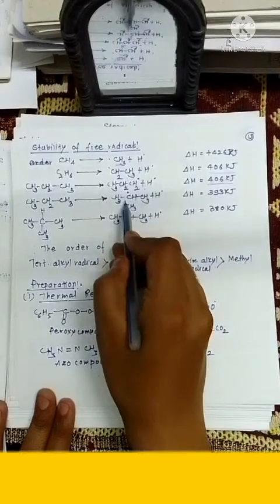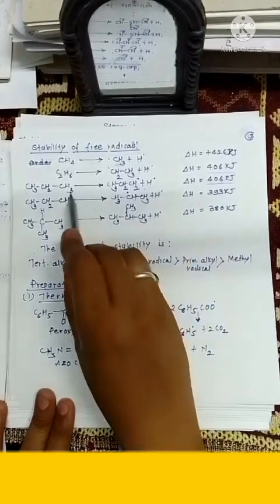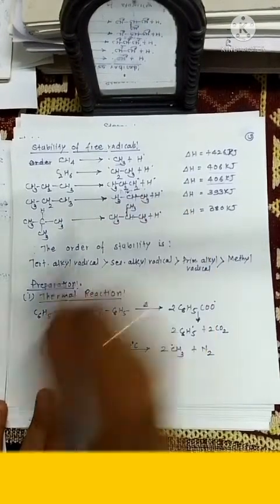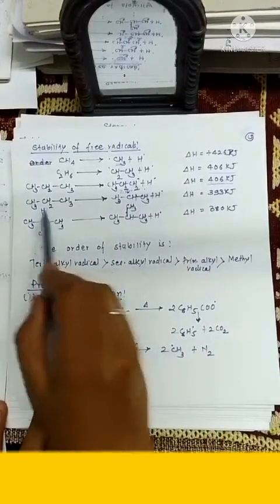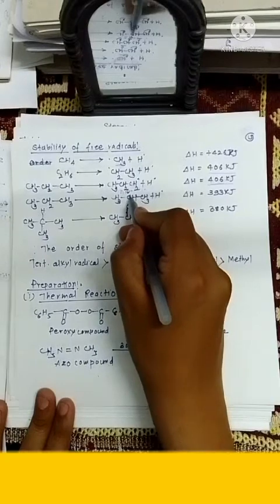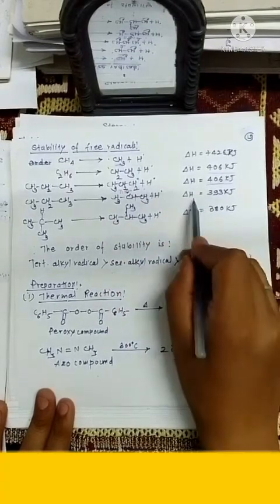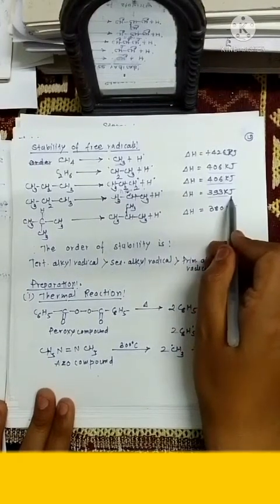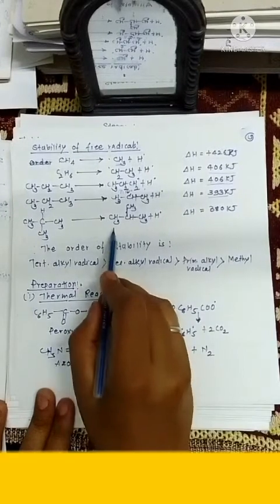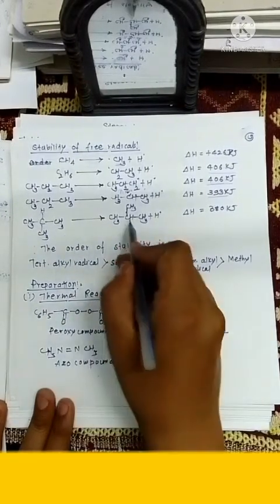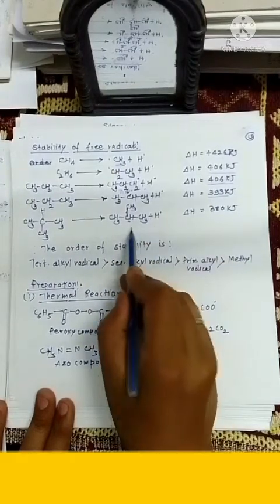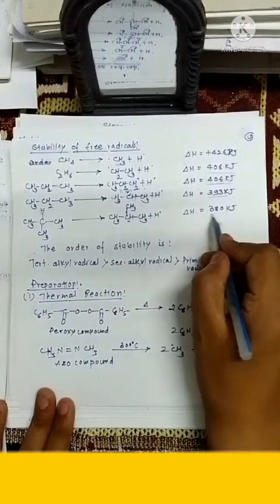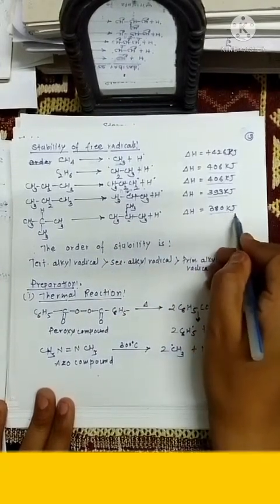Now just see, it is an interesting thing which is happening here. This is normal propyl free radical, or primary free radical. From propane, when we form a secondary free radical, the delta H value is 393 kilojoule. For the formation of a tertiary alkyl radical, in this case tertiary butyl free radical, the delta H value is 380 kilojoule.